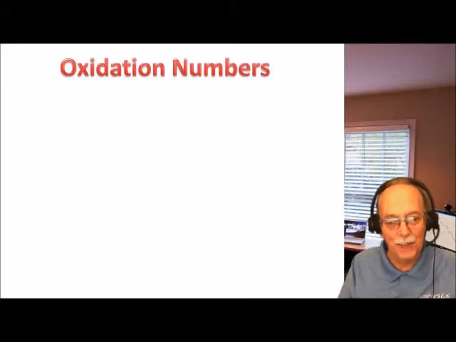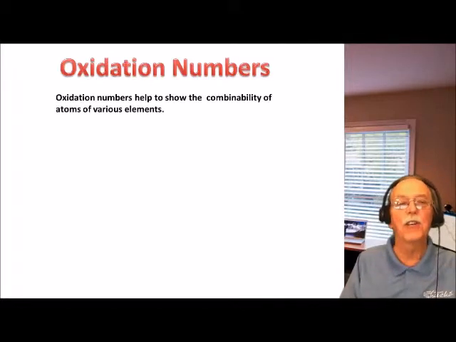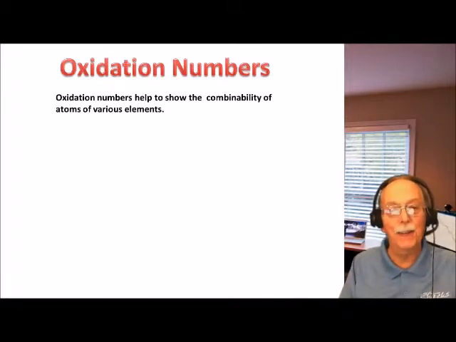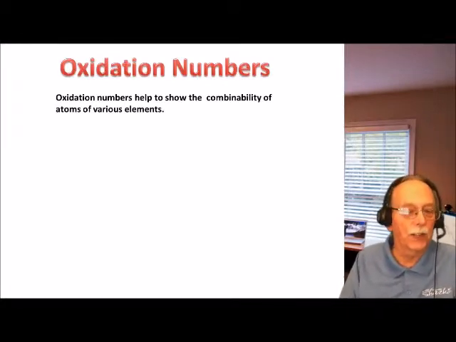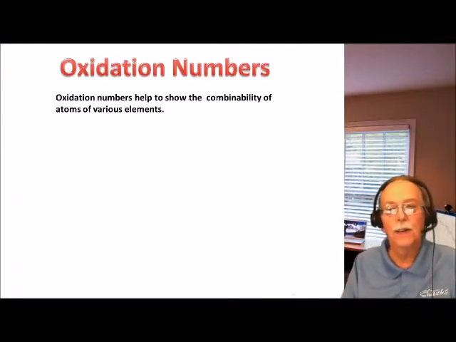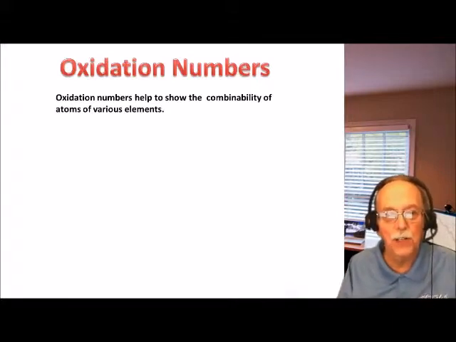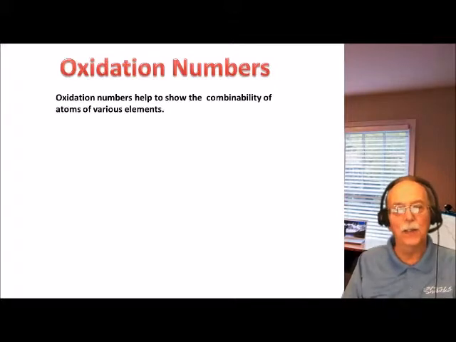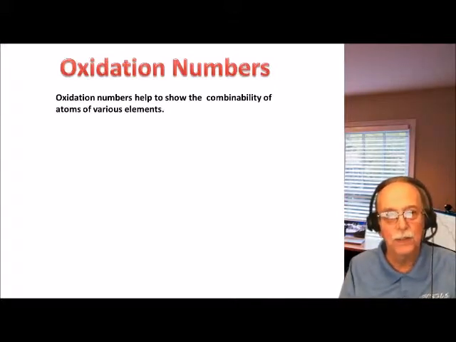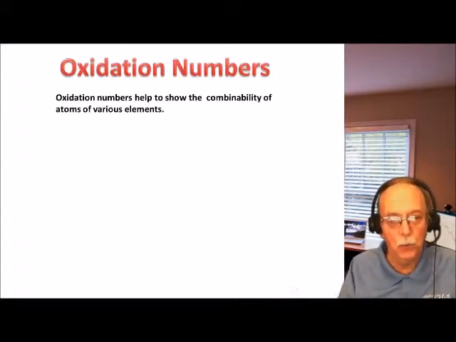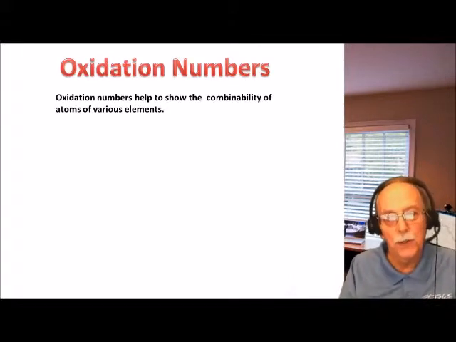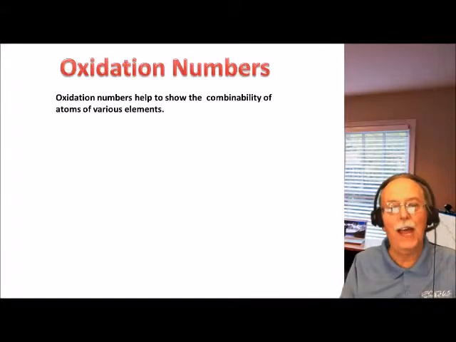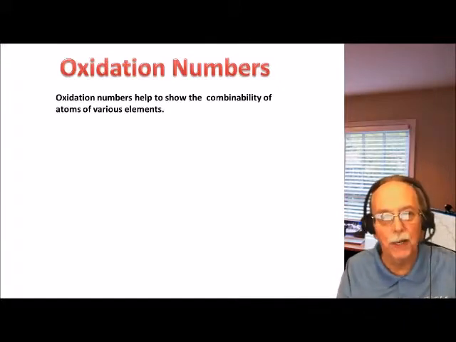Let me give you a definition. Oxidation numbers help to show the combinability of atoms of various elements. More generally speaking, they just show why atoms do what they do when they come in contact with each other. Why do atoms join together to form formula units? Why do they form molecules? Why do they combine? And in order to do that, I'm going to change our periodic table one more time.